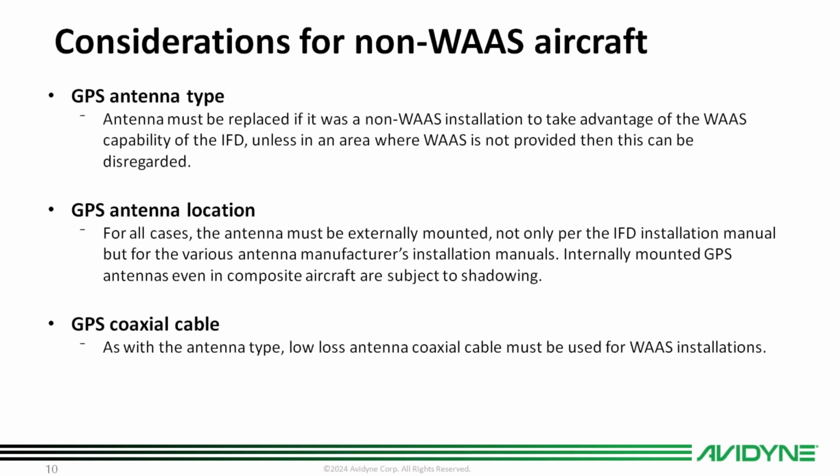GPS antenna location. So the antenna must be externally mounted, and this is not just an Avidyne requirement, but if you read any of the GPS antenna manufacturers, whether it's Command, Rami, or even Garmin, like the GA series antennas, they have to be externally mounted. So even in composite aircraft, this is something we see a lot, that people complain about losing GPS at random, and usually it's from shadowing.